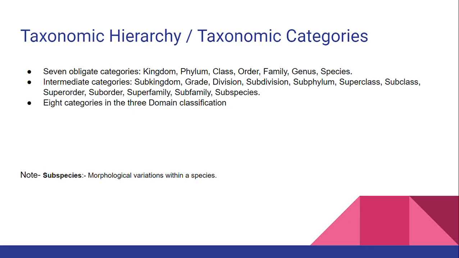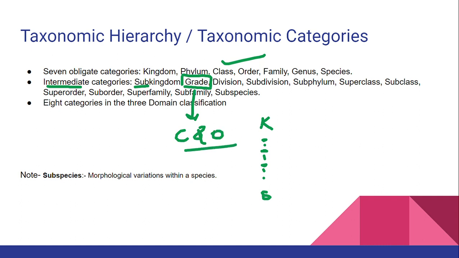So I'm moving forward. Now, the 7 obligate categories we are already done with. We do have intermediate categories. In between kingdom and species, we have in-between categories. We call them intermediate categories. So we have sub-kingdom, division, subdivision, and all these will be there. What is grade? Write it in the comment box and tell me. Grade is nothing but it comes in between class and order.